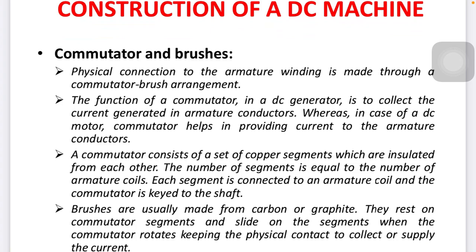The function of the commutator in a DC generator is to collect the current which is generated in the armature. In case of a generator, current is generated in the armature, so for collecting purposes we use a commutator, whereas in a DC motor we use it for rectification purposes. In a DC motor, the commutator helps to provide current to the armature winding. So in a generator it collects current, in a motor it supplies current. The commutator consists of a set of copper segments.